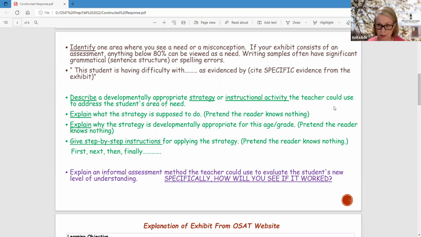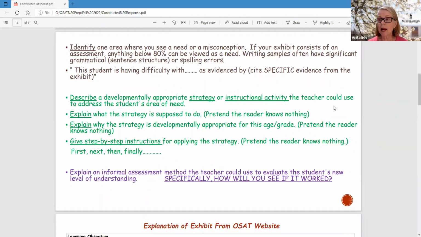Pretend your reader knows nothing about strategies and developmentally appropriate practice. Make sure you include the words, this strategy is developmentally appropriate for 1st graders, 2nd graders, whatever, because. And next, you're going to give step-by-step instructions for applying the strategy. Again, pretend the reader has no idea. You're going to say, first I will, next I will, then I will, and finally I will. But it's got to be step by step.